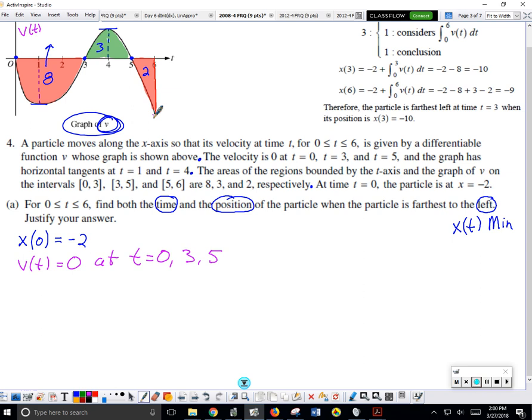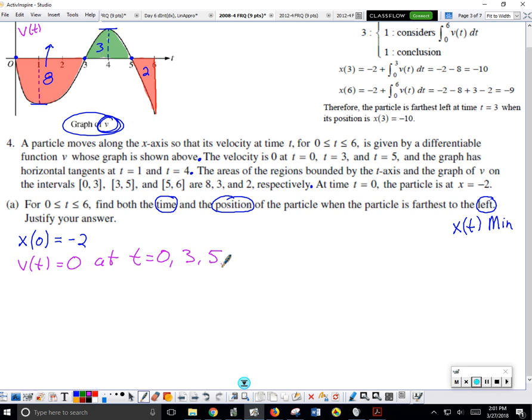So if you memorize that x has a limit at any zeros on v of t and any critical points on x, is that right? Let me say it back to you. X of t has a min at either the endpoints of x of t or the critical points of x of t. And the critical points of x of t are definitely where the derivative of x of t is equal to 0. So I now know 4 places I need to worry about. Time 0, time 3, time 5, and time 6. Other questions?